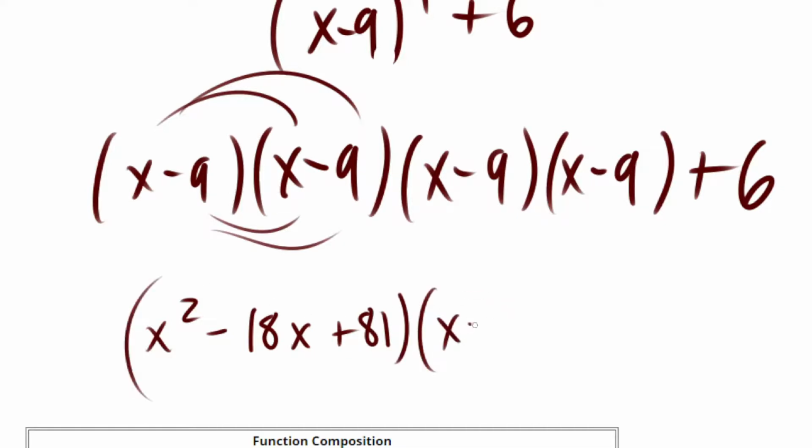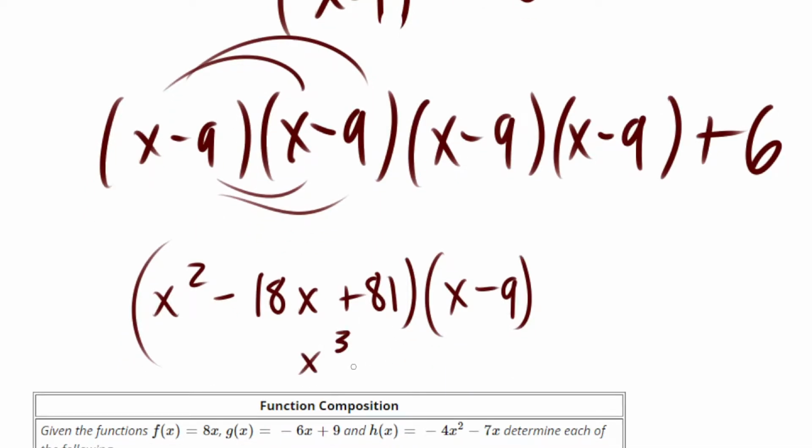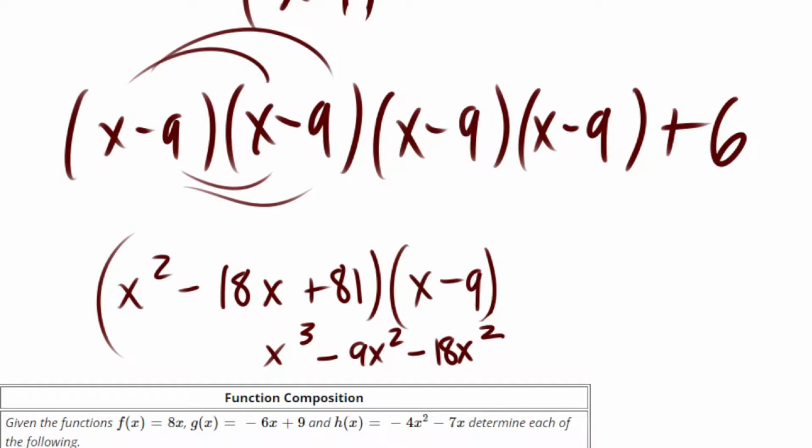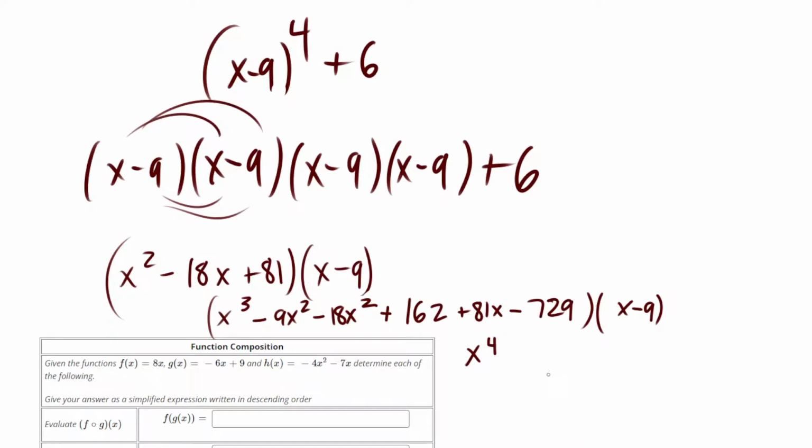x minus 9, and then this gives you x cubed minus 9x squared minus 18x cubed squared. I'm going to do this all off camera real quick. Okay, I just realized it said do not simplify.